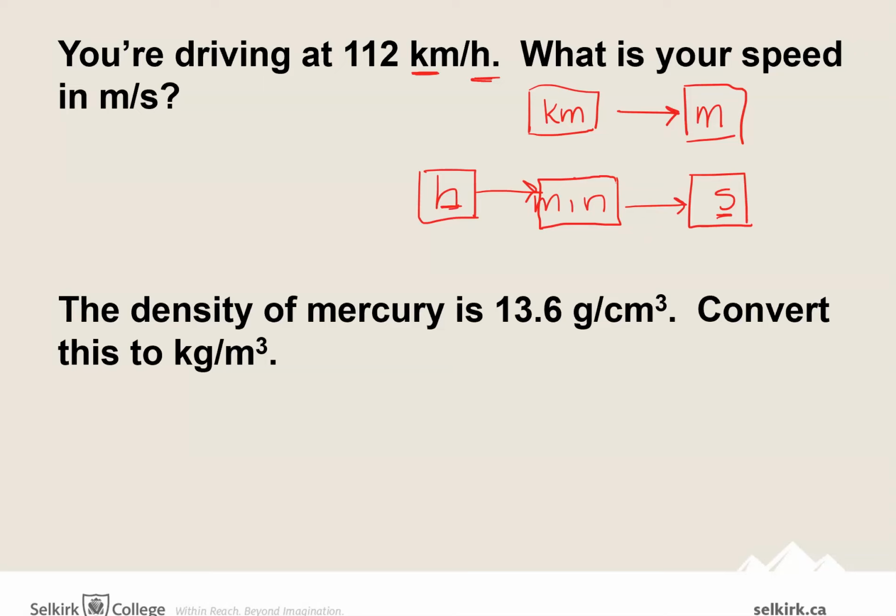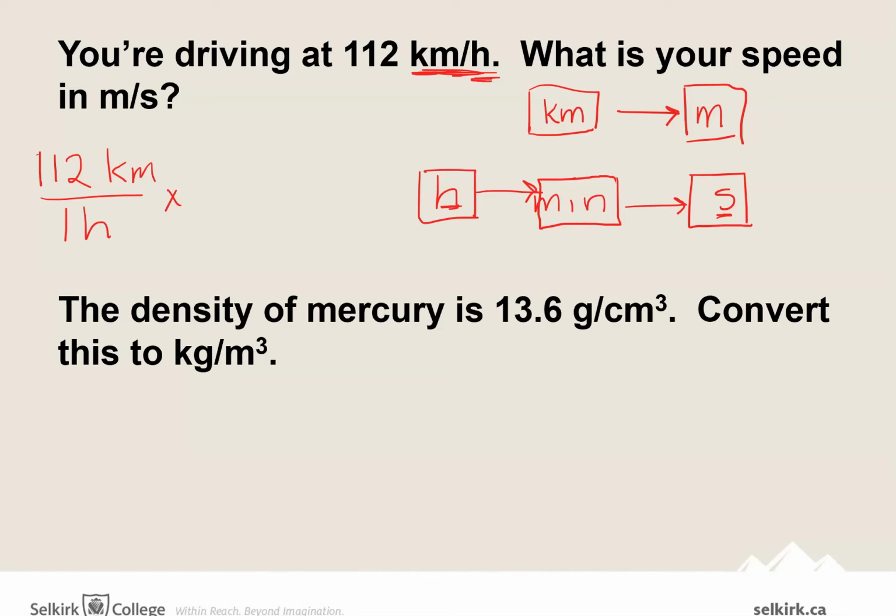So here I go. The question says that I'm driving at 112 kilometers per hour. I'm breaking the speed limit, unfortunately. Now, when I have units of something per something else, that really implies a fraction. That's 112 kilometers per 1 hour. So to work my units better, I've written it more like a fraction in this case. You do what feels good to you.